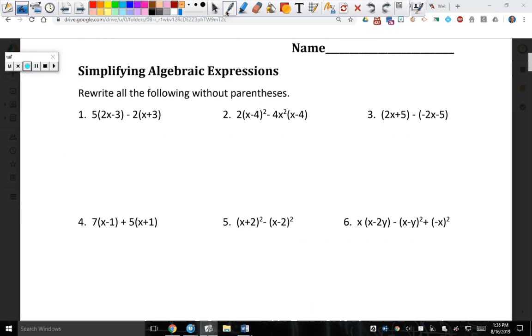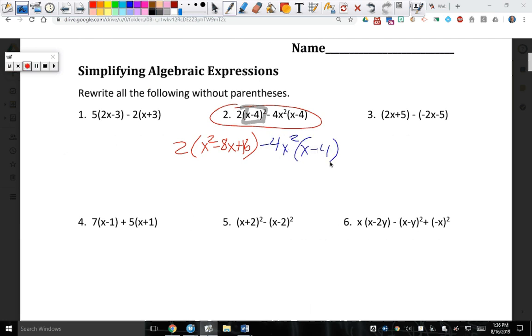Shane, what would I do for number 2? What would you start simplifying first? You would do the x minus 4 squared. Okay, perfect. And you would simplify that to what? It would be 2 times, in parentheses, x squared minus 8x plus 16. Perfect. Yep, and then everything else would be just written down, right? James, what would you do next? Do the 4x squared to the x minus 4. Perfect. So he would distribute these off to both of them.